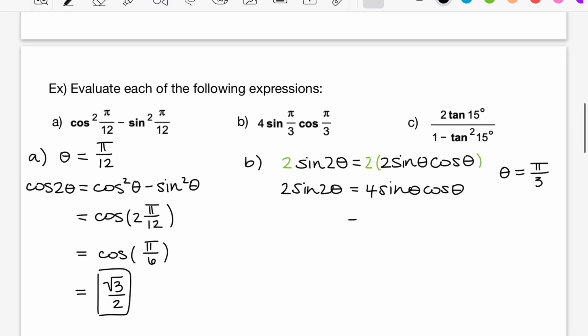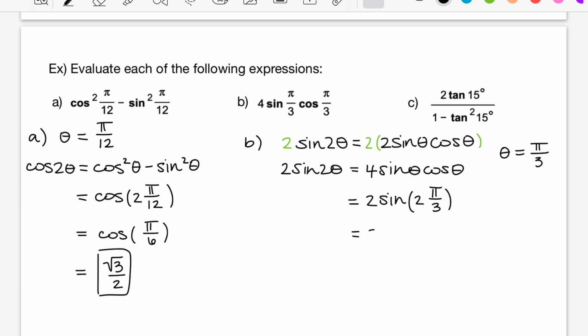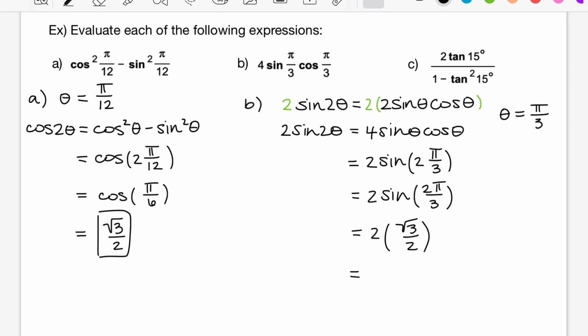All right, so if theta is equal to pi over 3, we can just plug this in to this here. This gives us 2 times sine of 2 pi over 3. Now sine of 2 pi over 3 is just going to be root 3 over 2, referring to our unit circle. The 2's cancel, and this gives us square root 3.